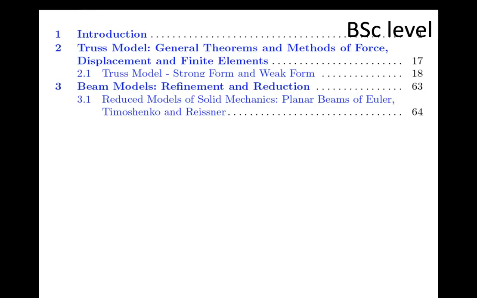But I wanted to write the book now to cover a number of these levels of students. If you start at the bachelor's level, the introduction is really to develop the core knowledge of structural mechanics. These are the so-called general theorems and methods of force and displacement, the predecessor to the finite element method. That is illustrated on a simple truss model, with everything you need to know. Then about refinement and reduction, which are fashionable words today, we talk about beam models, the ability to build a meaningful beam model. Here we discuss the models of Euler, Timoshenko, and Reissner, which is the main reduced order modeling. So this is the bachelor's level.